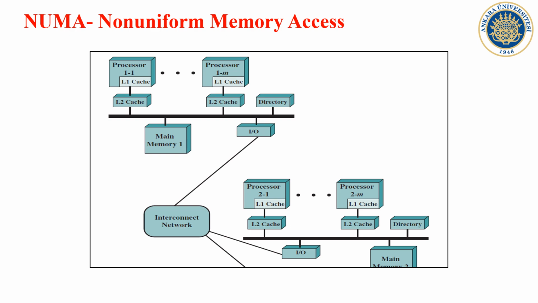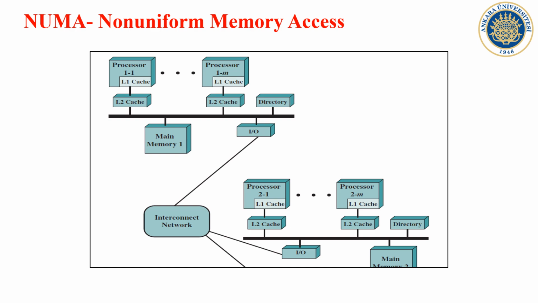This figure shows how a typical NUMA system is organized. This system is built from several nodes, and you can think of each node as a small SMP machine. Each node has multiple processors, their own cache, and a partition of main memory. All of these nodes are connected using a high-speed network. Even though the memory is physically spread across different nodes, the system still presents a single shared address space. So, for the processor, it looks like there is just one big memory.